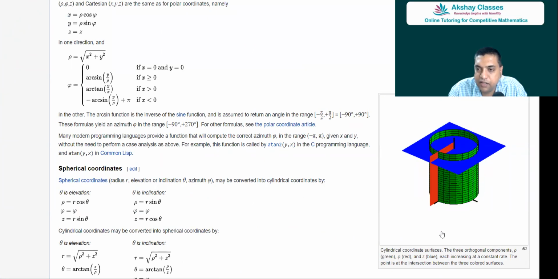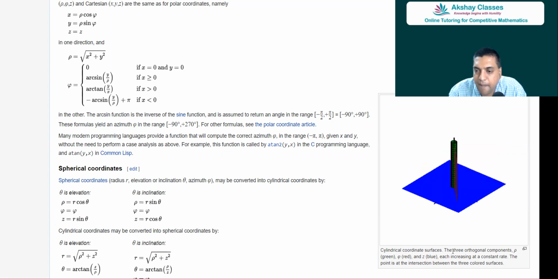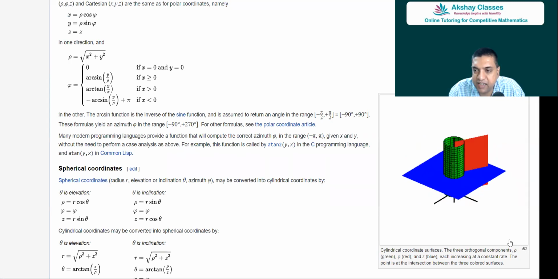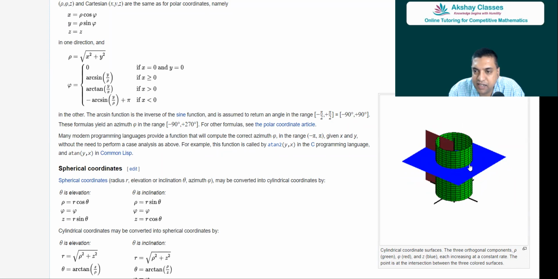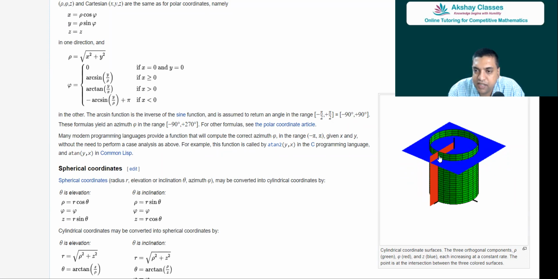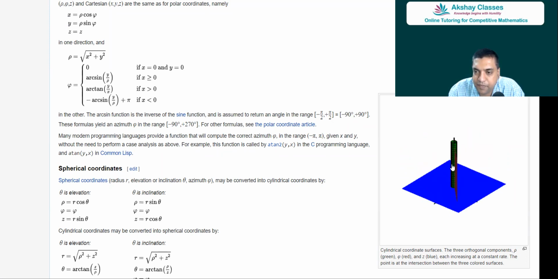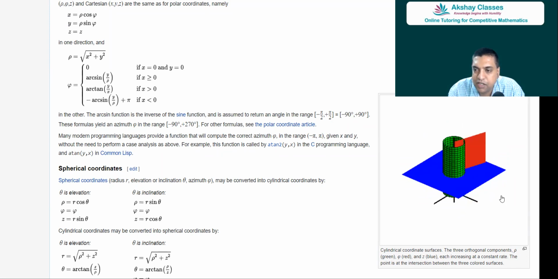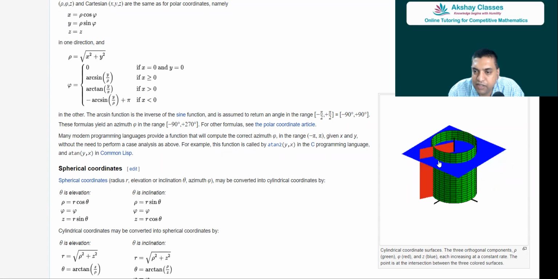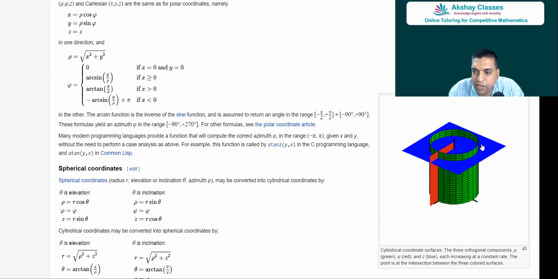Okay. So three planes here, showing the three orthogonal components. Rho means r, green. So as r is increasing, this green cylinder is increasing. Phi is red. So this is the plane. This is the theta plane, and z is blue. So the intersection of these three planes will always give one point, and that point is the cylindrical coordinate of that particular point in space.